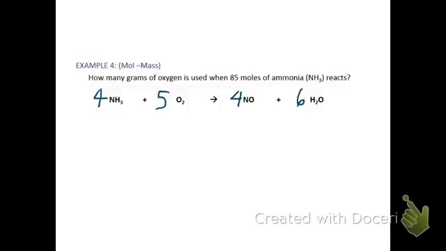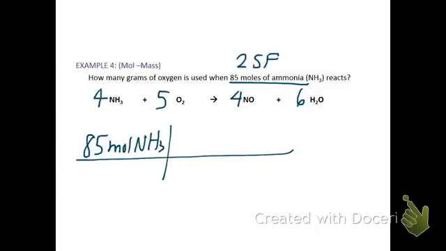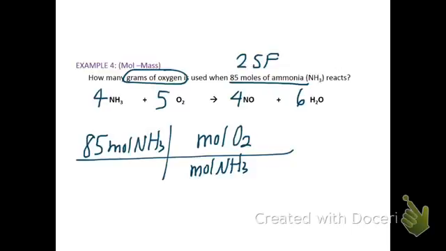So this time we're starting with moles of ammonia. So we're going to do one less step. We only need 2 significant figures in our answer. So we start with 85 moles of ammonia. I want to get rid of moles of ammonia, so it goes on the bottom. And I'm looking for how many grams of oxygen, so I put moles of oxygen on the top. Now let's go to my balanced equation and get those numbers. Moles of ammonia is 4. Moles of oxygen is 5.